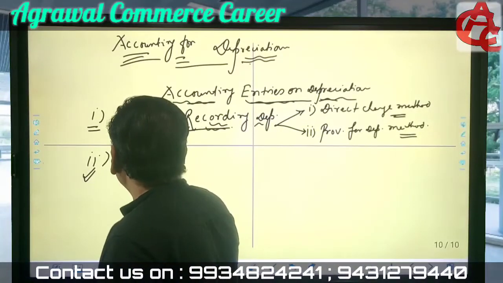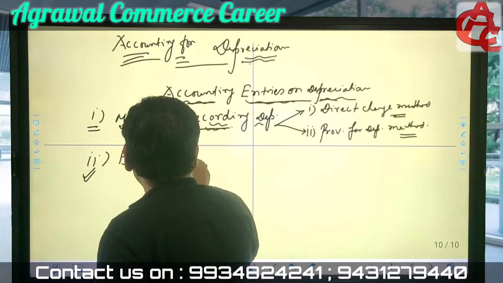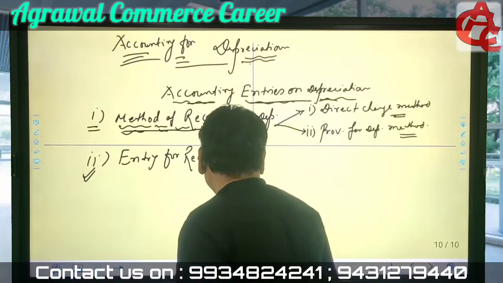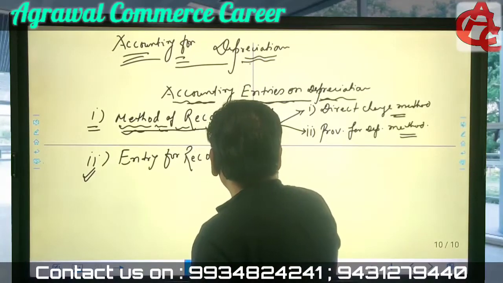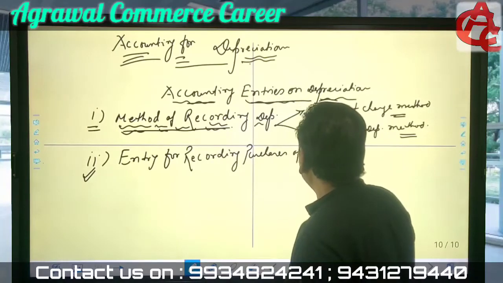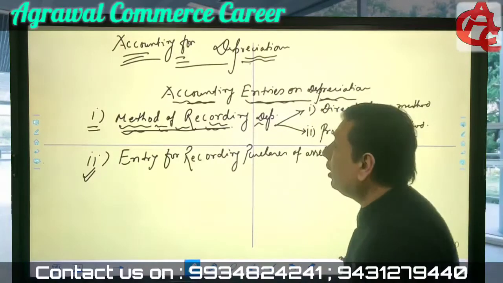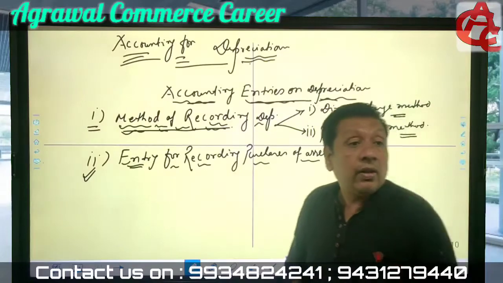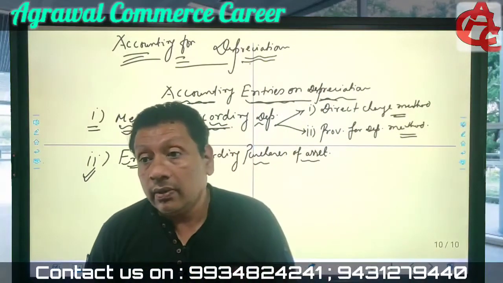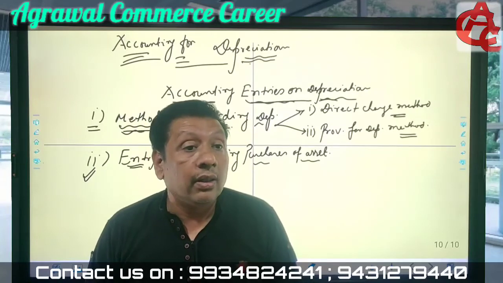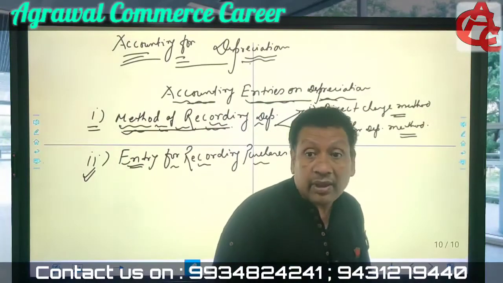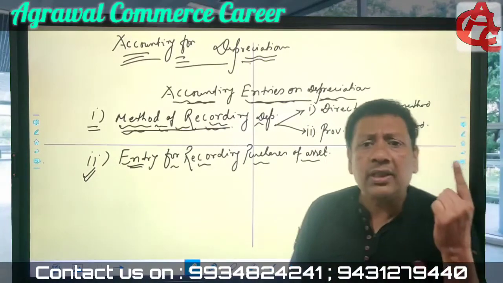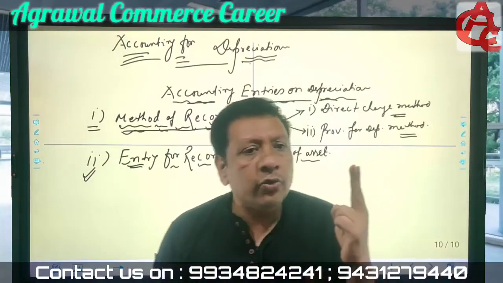Number two, however, it must be taken as the first entry for recording the purchase of an asset. This is very simple but very significant, and I have seen mistakes committed here. How many ways may you purchase an asset? Can you please tell me? Cash purchases, credit purchases. Only two methods you know.